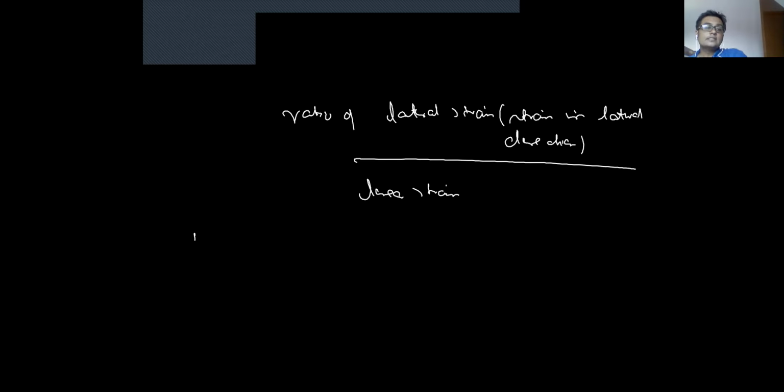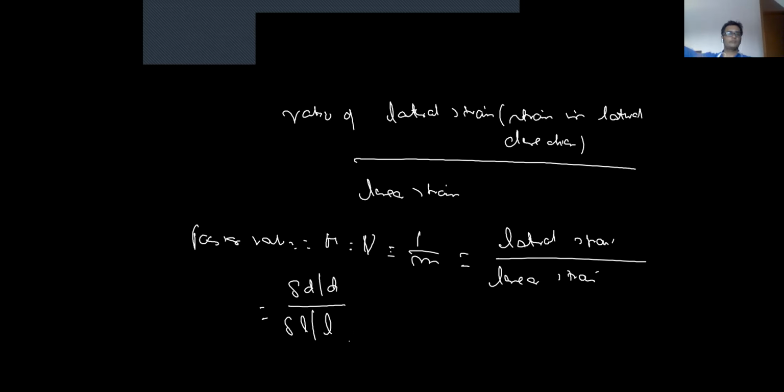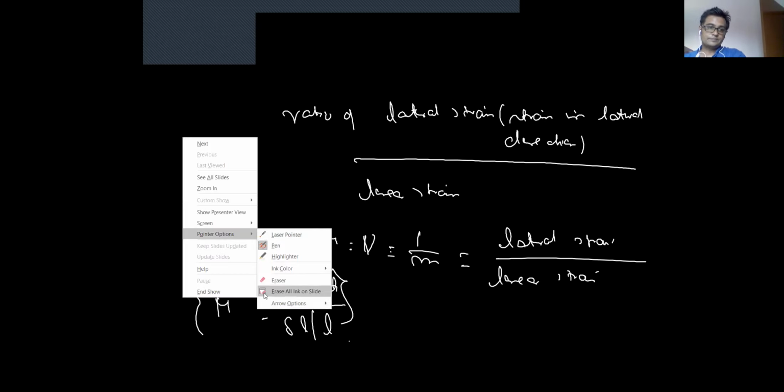Suppose you write Poisson's ratio as mu or 1 by m, then it is your lateral strain by linear strain. Means delta D by D upon delta L by L, right? So this is all about your mu. Now, how do we employ this ratio in our numericals?